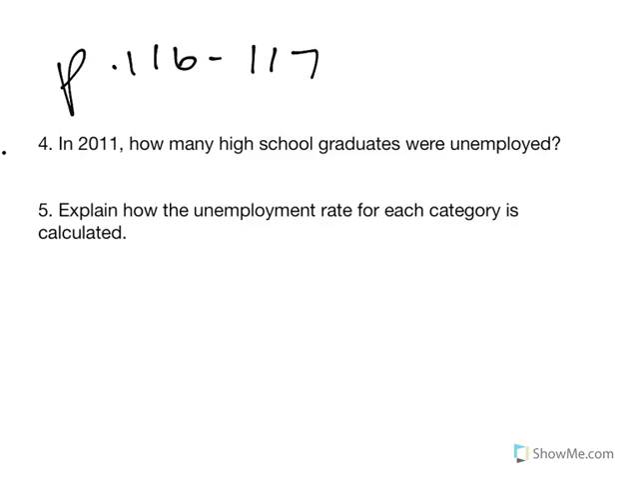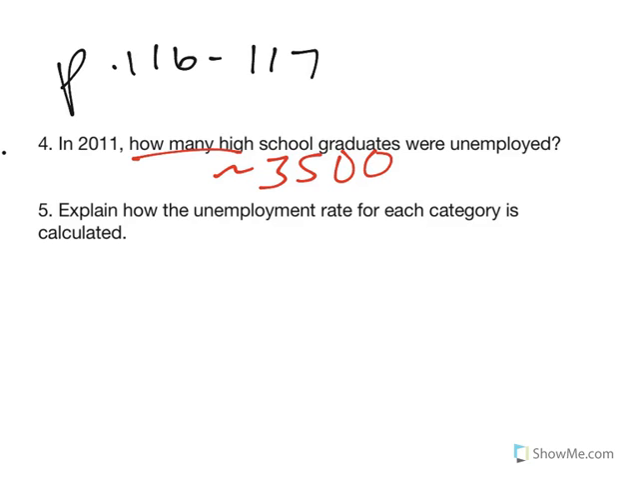All right, so how many graduates? And this one says how many. So we're looking for a number. And I would say your number should be right around 3,500. Whoa, just 2 zeros. Right around 3,500 when you look at that. And then number 5 is kind of tricky. Explain how the unemployment rate for each category is calculated.